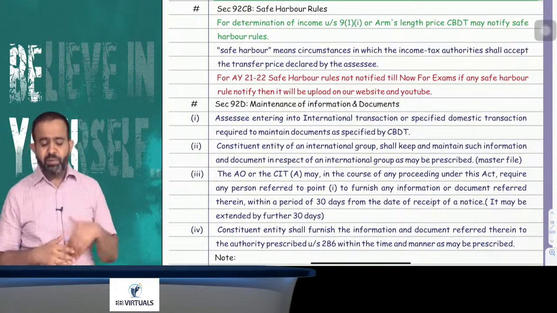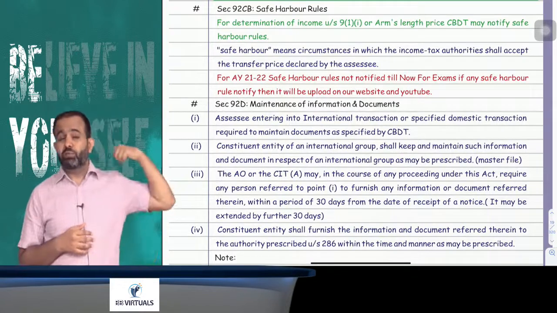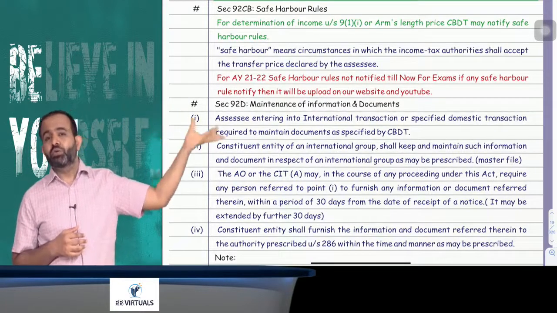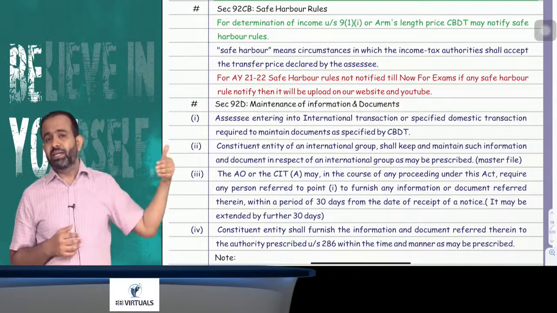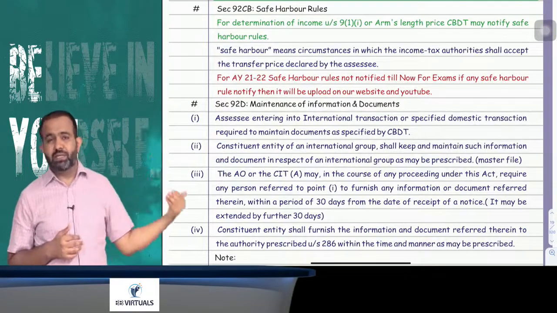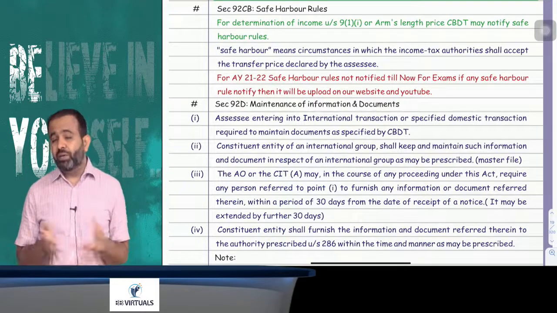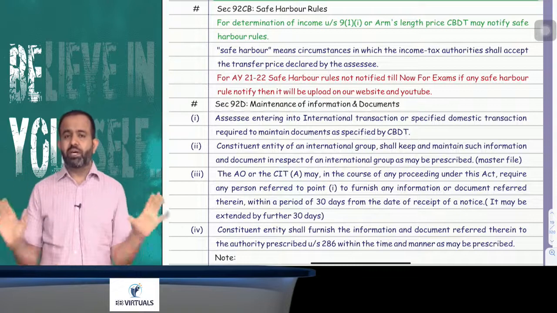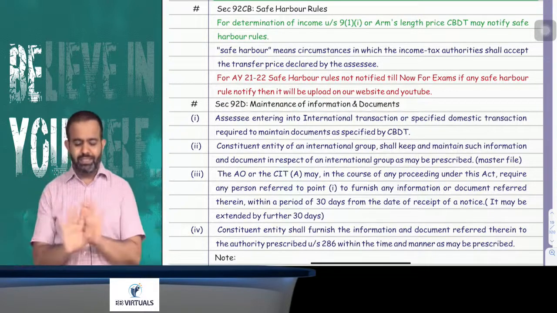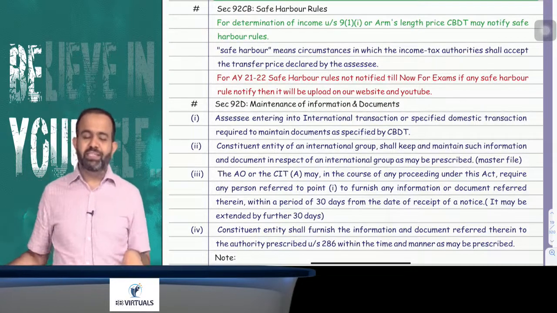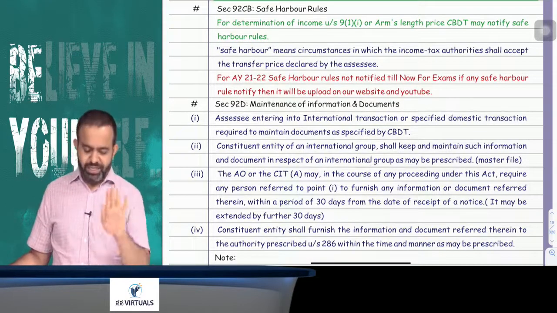And there is one amendment from this year, for the purpose of section 9(1)(i). That is income deemed to accrue or arise in India in case of business connection, if a non-resident has some income from India due to business connection. For that purpose also, the government may come with safe harbor rules. But for your examination there are no safe harbor rules, so don't worry about that. Till now safe harbor rules are not notified, so you can ignore this part.